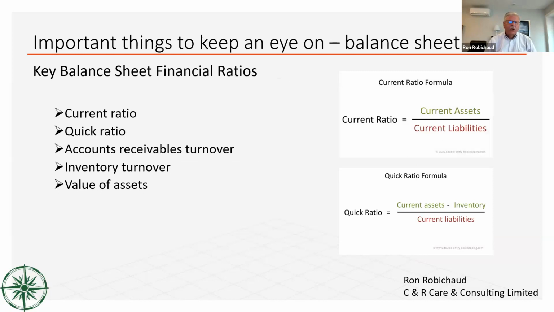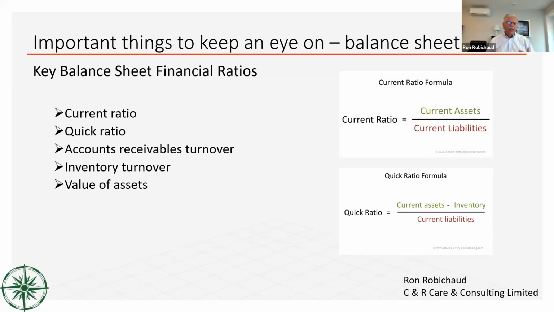All right, so let's take a look at some important things to keep an eye on in the balance sheet. So the ratios that are important, to me anyway, I mean, there are hundreds of ratios that exist, and I always use Pareto's law, which is the 80-20 rule, meaning that 20% of the ratios will resolve 80% of the company's issues, if you understand what they're telling you.